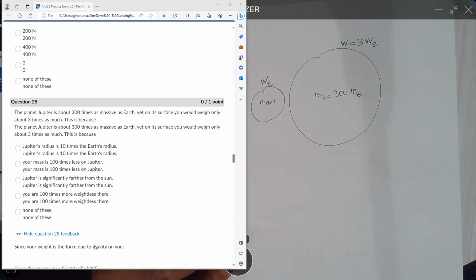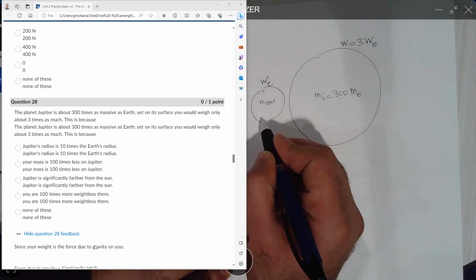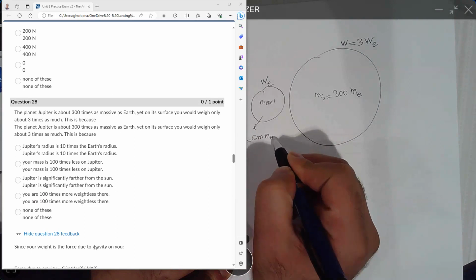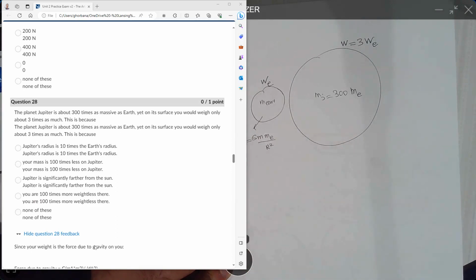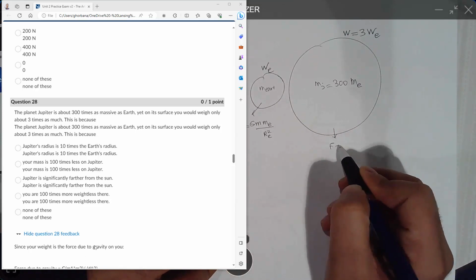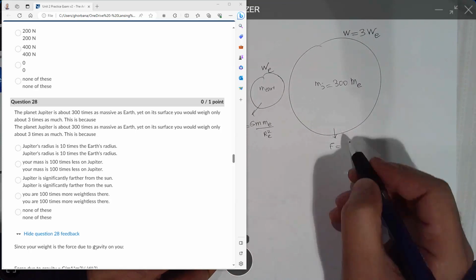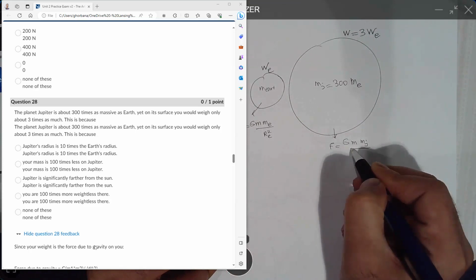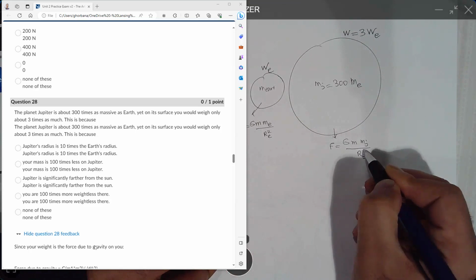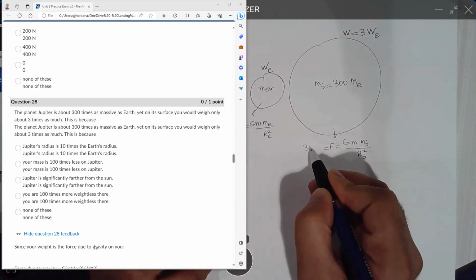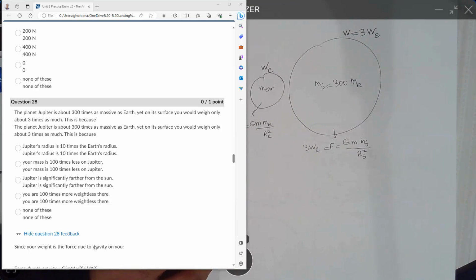So what exactly happened here? We know that again, F here is G times mass of the person times mass of the Earth, divided by r squared, r of the Earth. But the F here, your new weight, is G times mass of the person times mass of Jupiter, divided by radius of Jupiter squared. And it's telling that if your weight here is W_E, your weight there is going to be 3 W_E, 3 times bigger.